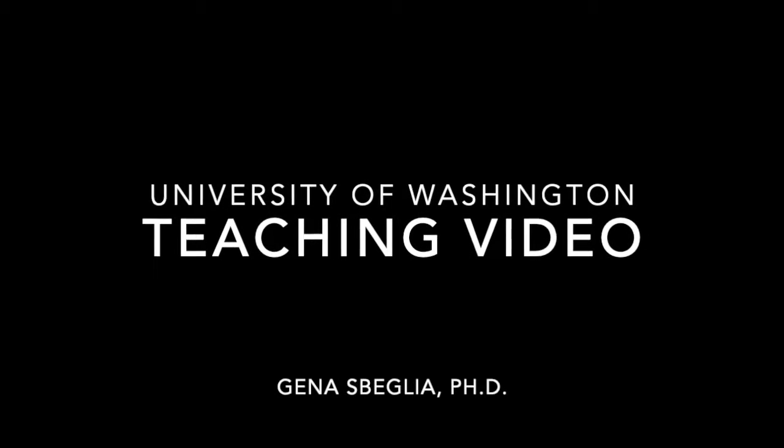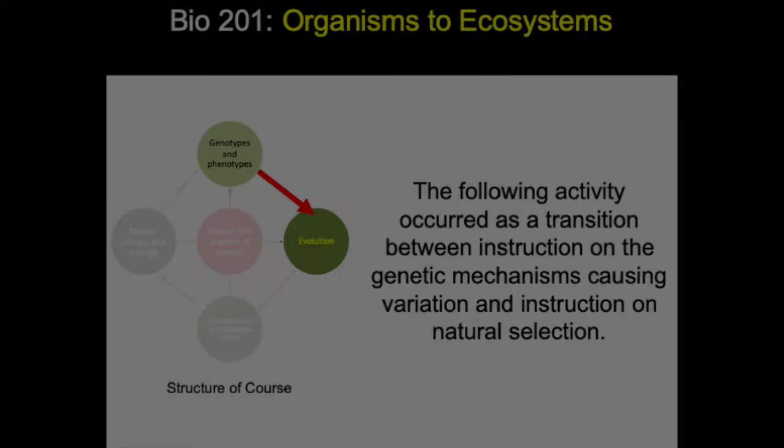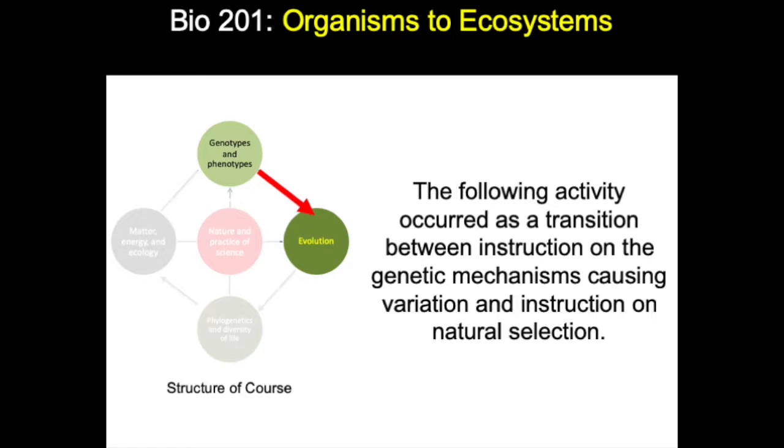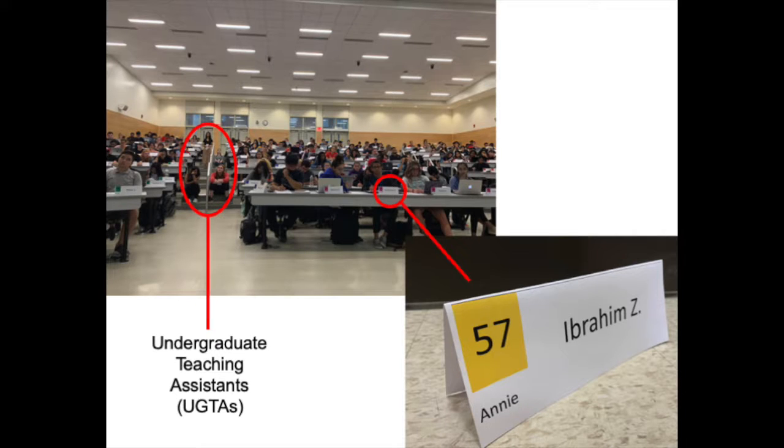The following video is an excerpt from a lesson that occurred as a transition between instruction on genetic mechanisms causing variation to instruction on natural selection. Like all classes, students work in engineered groups of 3 to 4. Each student has a name tent and a UGTA assigned to their group.